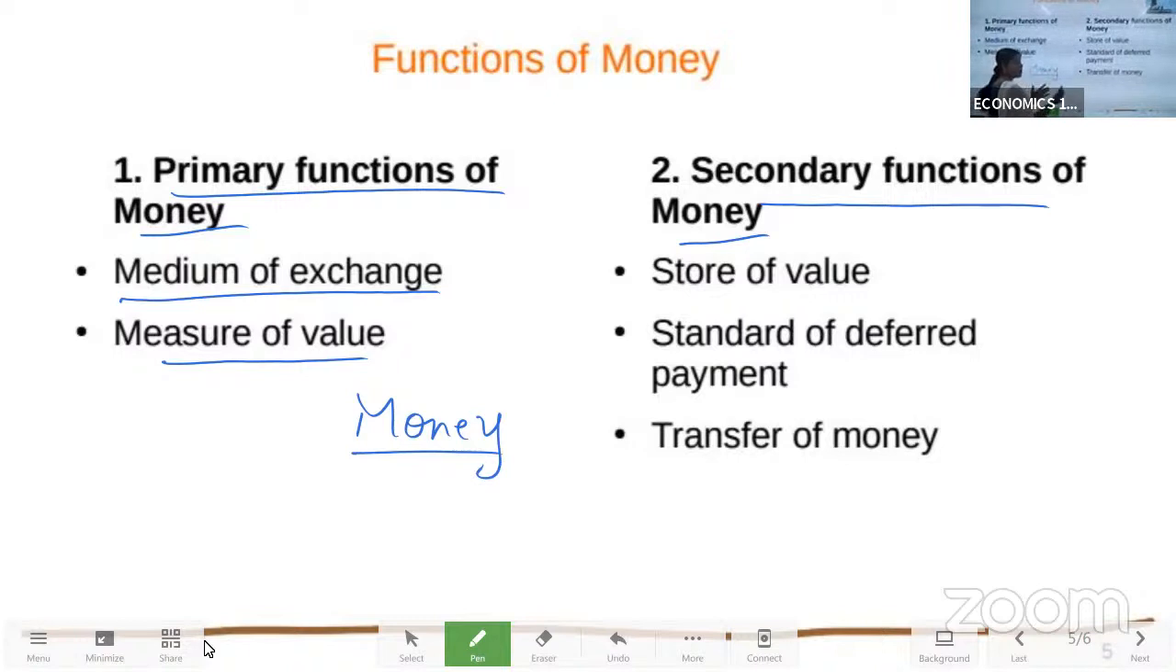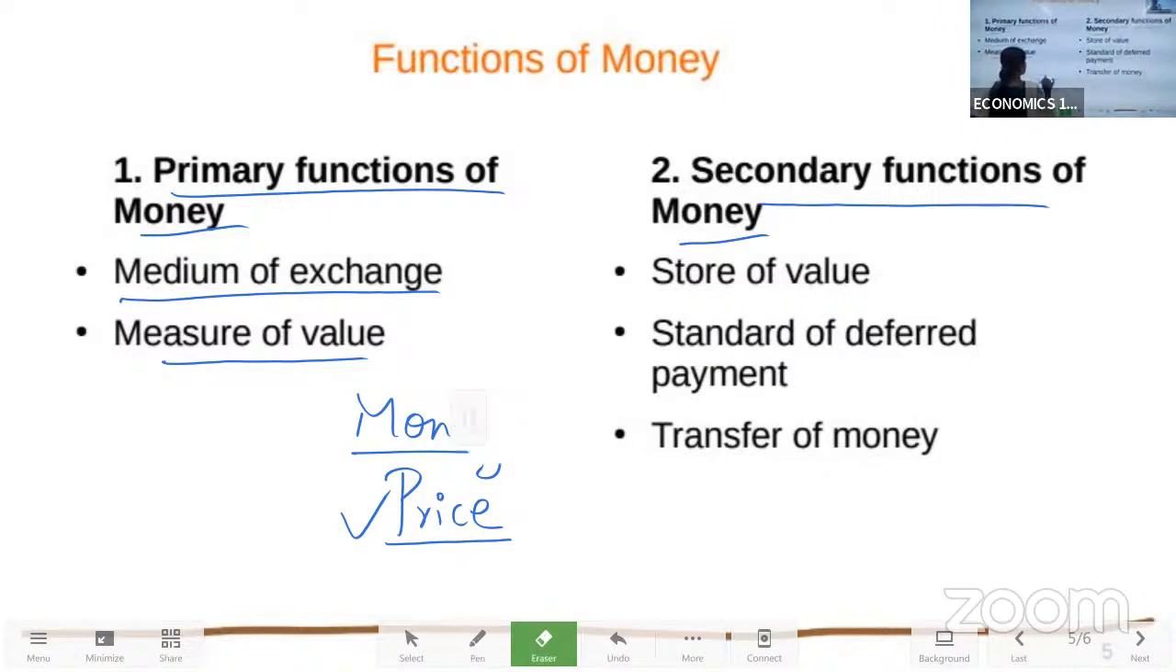This value of a commodity, if you are paying and purchasing it, we call it a price. So the money is measuring the value. Measure of value means that in terms of money you are paying, and that payment in terms of money we call a price. So these are the two functions which come under the primary functions of money. The first one is medium of exchange, acting as a medium to buy anything. The second one is that we can measure the value. These two come under the primary functions of money.